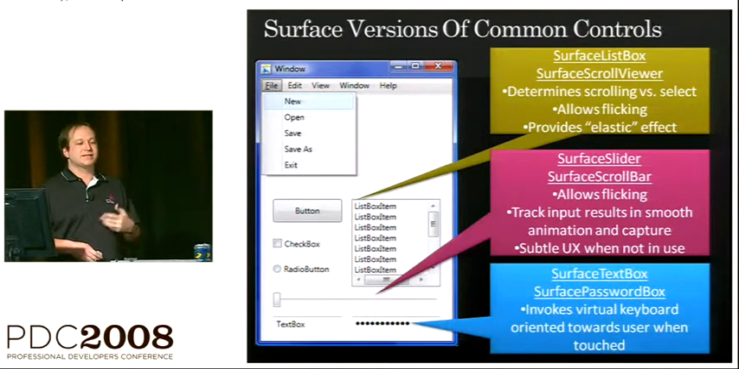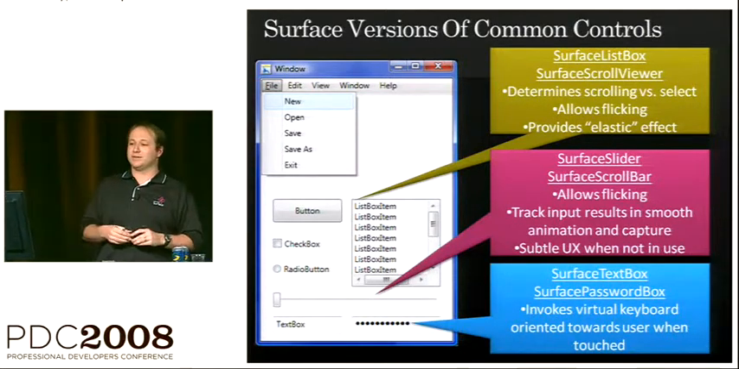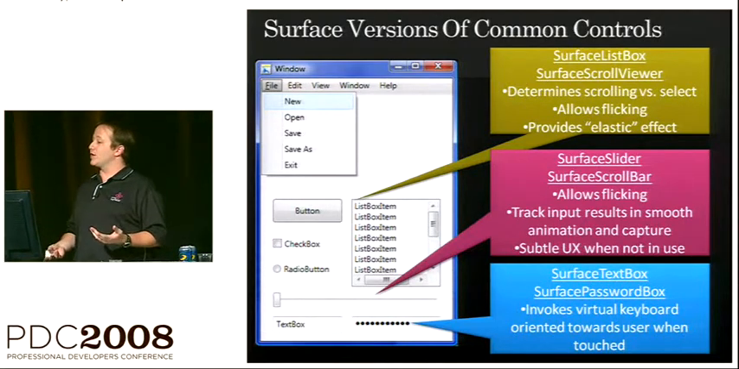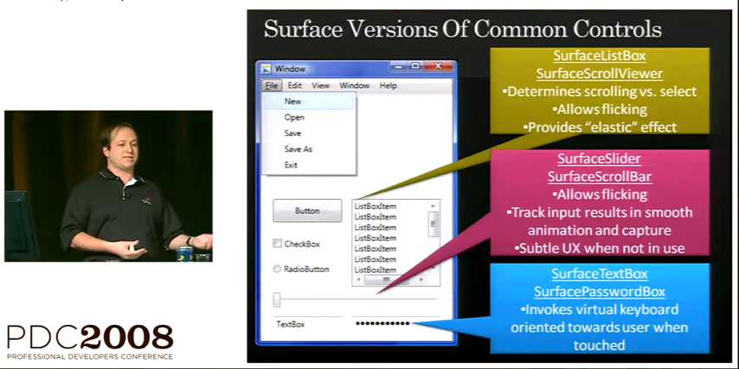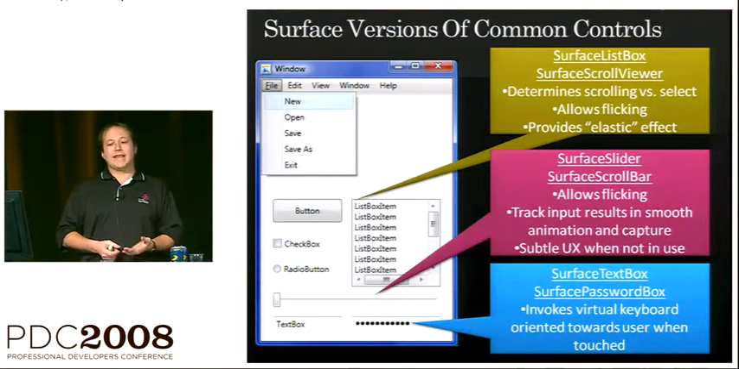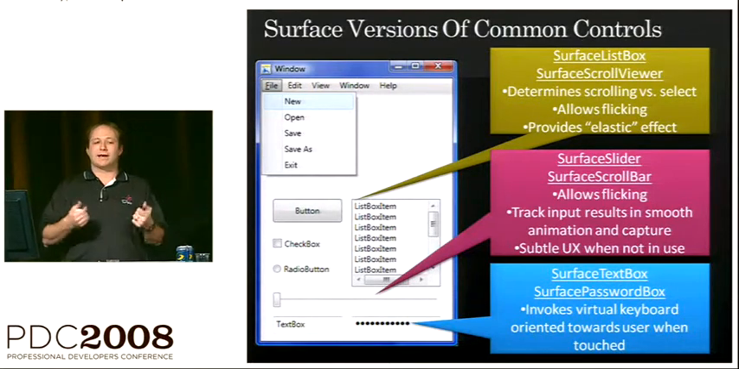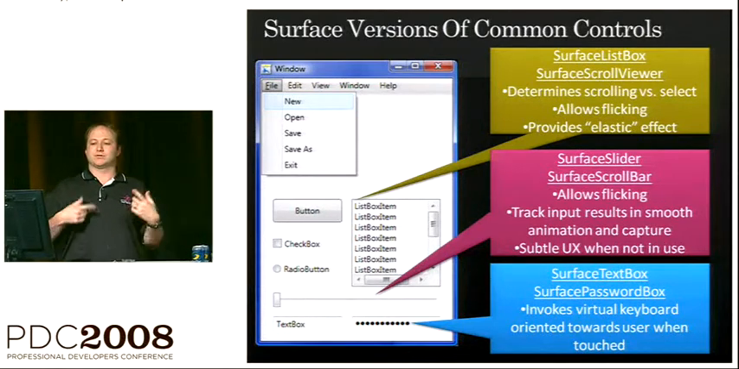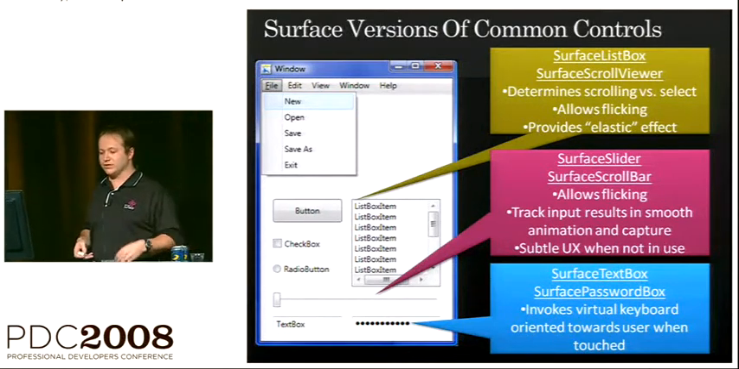And then text box and password box. We do have text input on Surface. It's not super common, but we do support it. If you want to get it in your application, all you do is use one of our text box or password box controls. And then when the user touches these controls, we'll automatically invoke a virtual keyboard on the screen that's rotated to face the user who touched that keyboard or touched the text box.